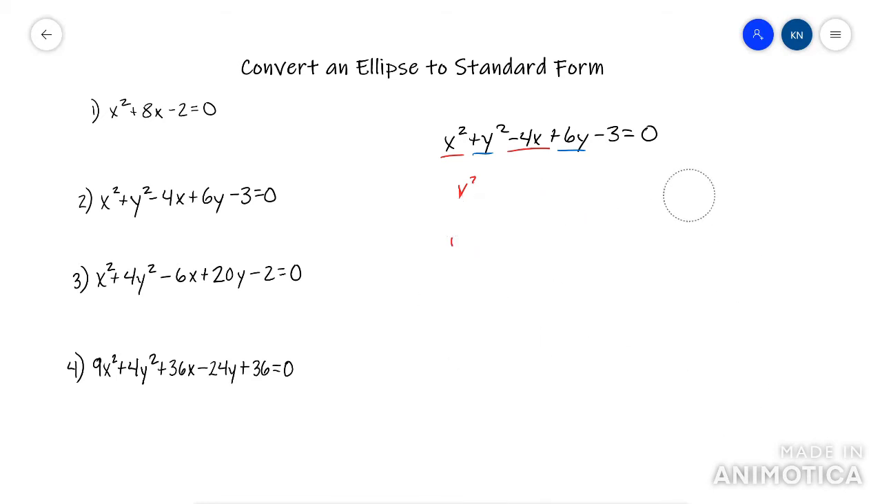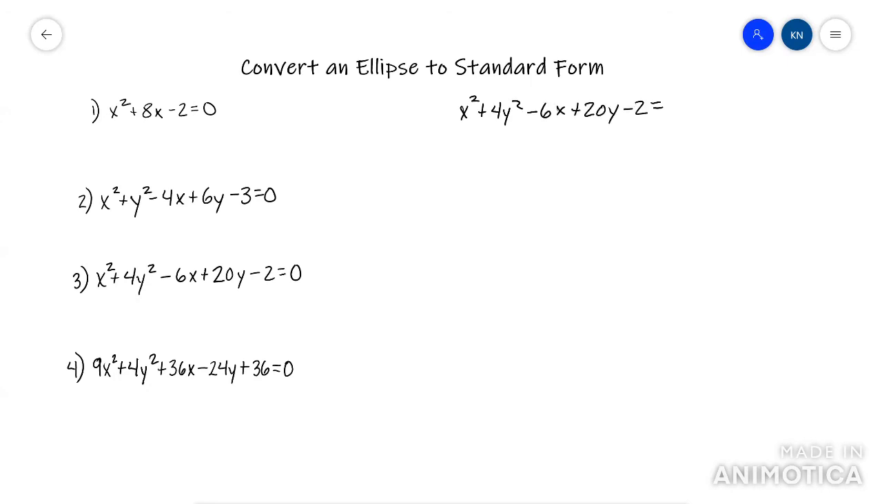That was considered an easy one. Let's look at number 3. This is where they start to step it up a little bit. All right, the first thing I would do is rewrite it and group my letters. Okay, the next thing you're going to do is complete these squares.